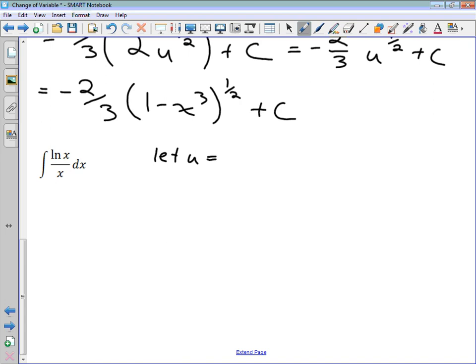If you let u equals x, then you're not really gaining anything by doing the substitution. So u has got to be some function of x. So what kind of a function of x do you see in that integral? It's worth a shot, right? Because it's the only thing that we see. So if u is equal to ln x, what is du dx?